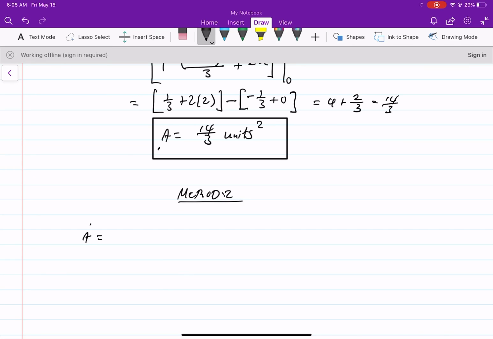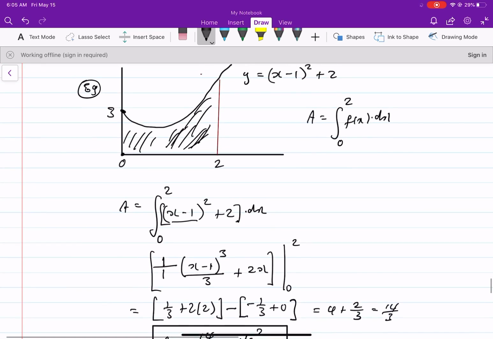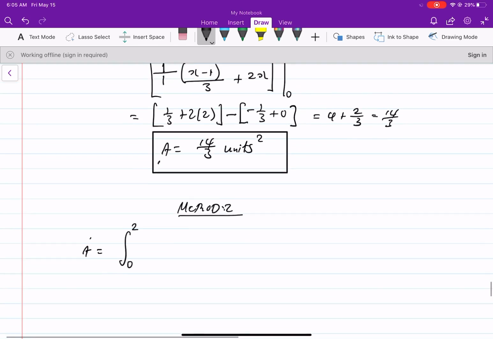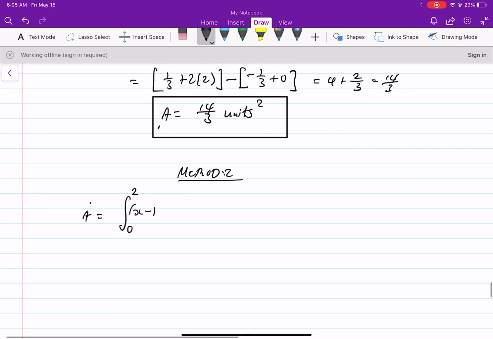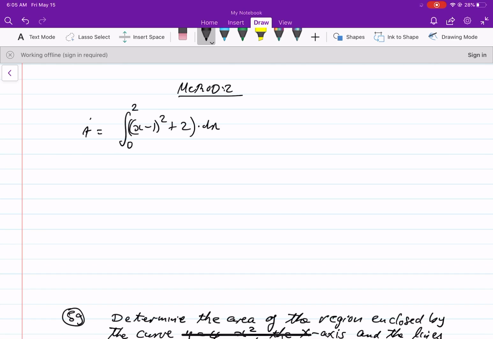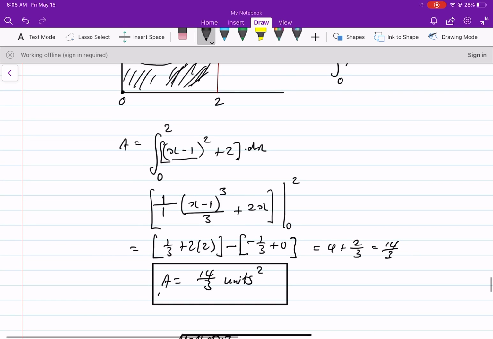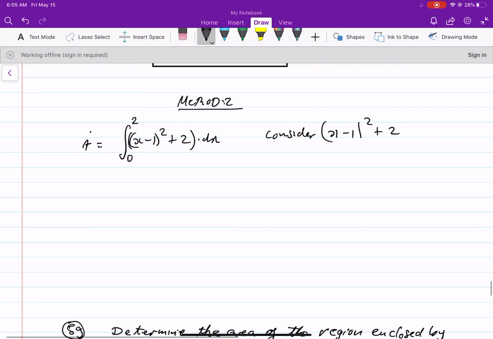Area, integral between 0 and 2 of (x minus 1) all squared plus 2, all times dx. Okay, I'm going to massage the function on the inside and then plug it back in. Consider (x minus 1) all squared plus 2. If you open up that bracket, that will give me x squared minus 2x plus 1 plus 2.